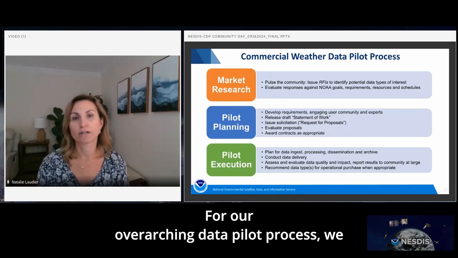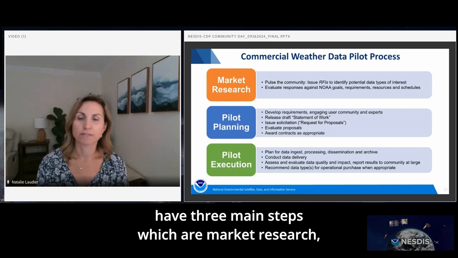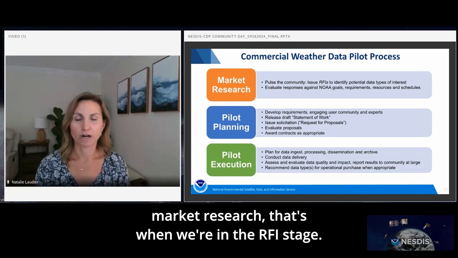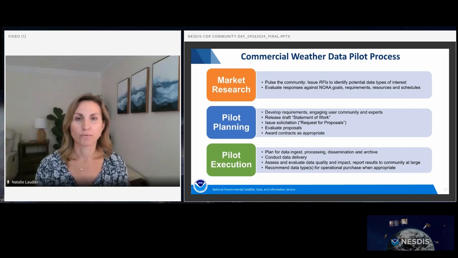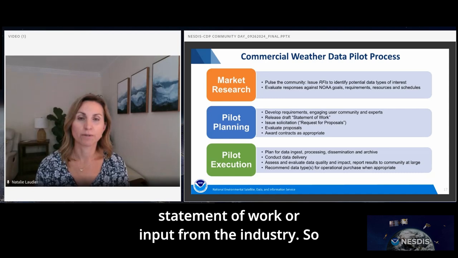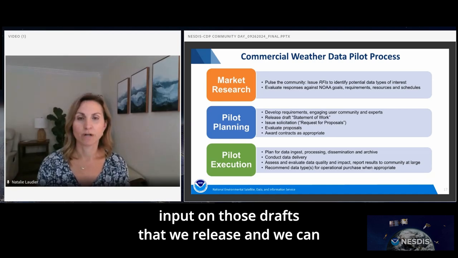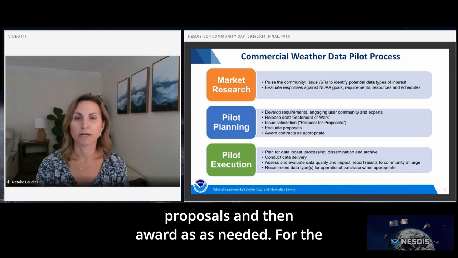For our overarching data pilot process, we have three main steps, which are market research, pilot planning, and pilot execution. For our market research, that's when we're in the RFI stage. We'll put out RFIs and other market research. During pilot planning, we now like to release a draft statement of work for input from the industry. So that's really helpful when industry can provide input on those drafts that we release, and we can get more information, and then issue a request for proposals, and then award as needed.